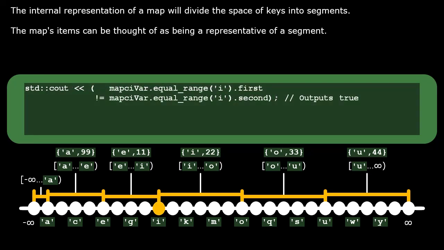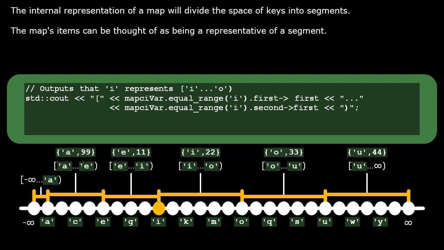You can query information about this internal representation by passing any potential key to this equal range function. First, let's consider a case like this I, which is a key that is being used by one of the map's items. Because I is some item's key, equal range will return a pair having two different values. You can discover that I is currently representing the I to O key segment by inspecting those two values returned by equal range.